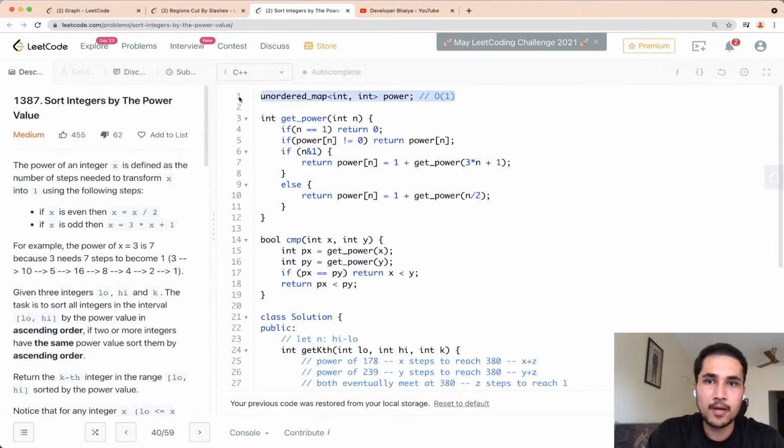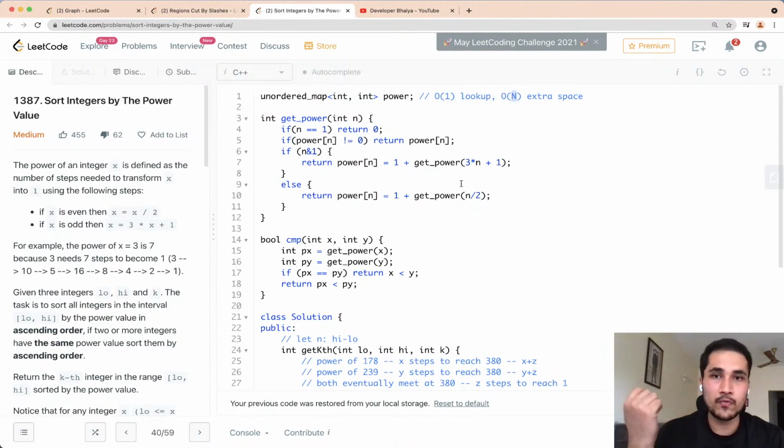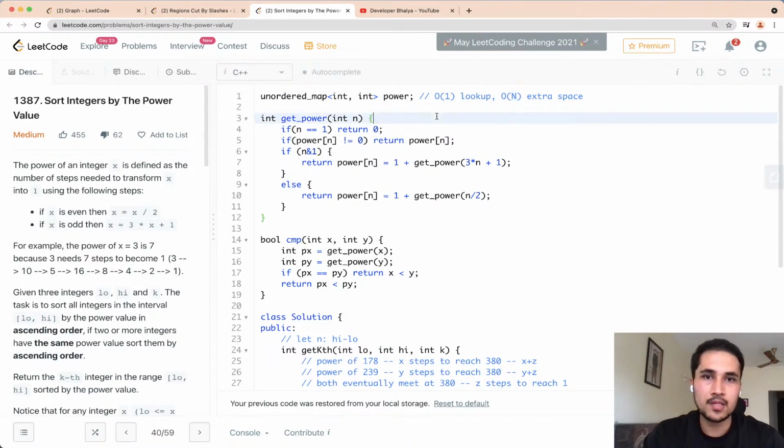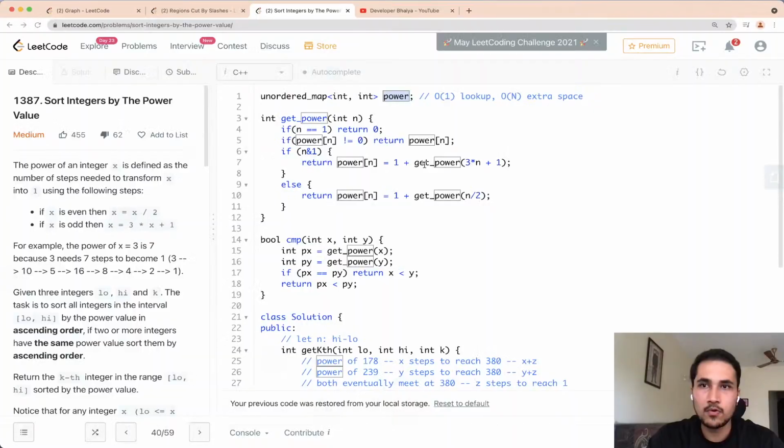So this unordered map, right? Sorry, it's not taking order one lookup, but order n extra space. And this n can be how many different numbers we hit in doing those transformations from x to x by 2 or 3x plus 1 and so on. So at least order n extra space is also needed over here. Cool. Let's move on to the problem that we were having.